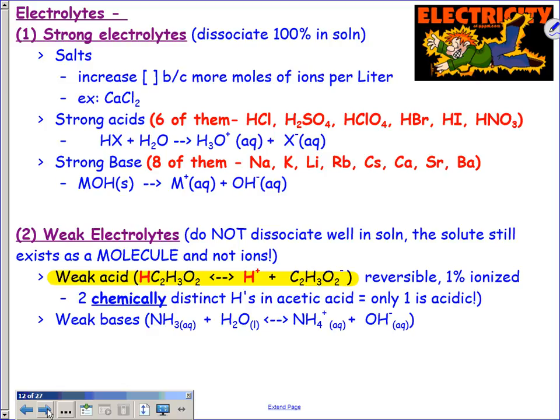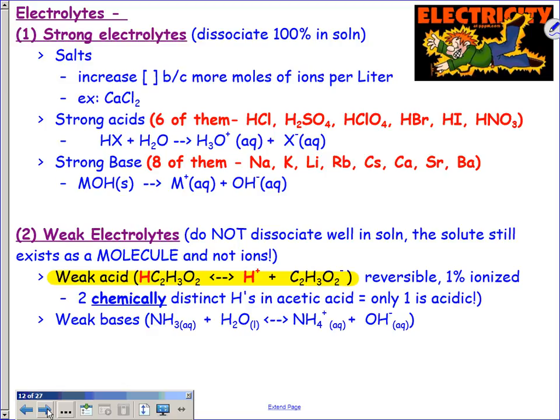More terminology: electrolytes. Just in general, the term electrolyte means what? Ability to conduct electricity in solution. In solution. So we're talking about solutions quite a bit.